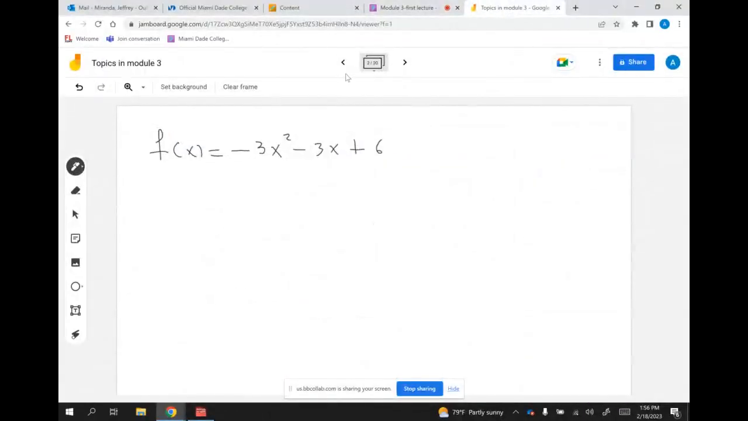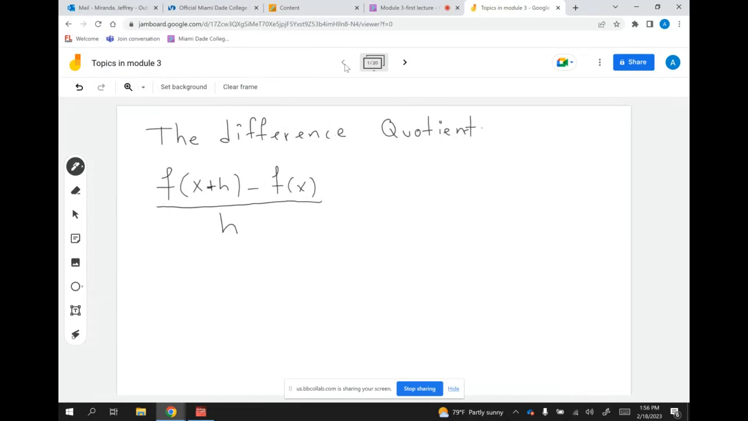Hello everyone. We're going to do the difference quotient. This is something that is going to be on module 3. This is the college level. And I want to explain what this is, right? This is a formula that I want you to remember.